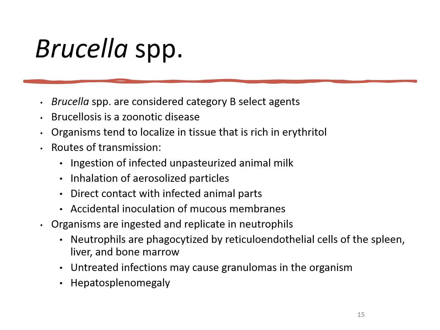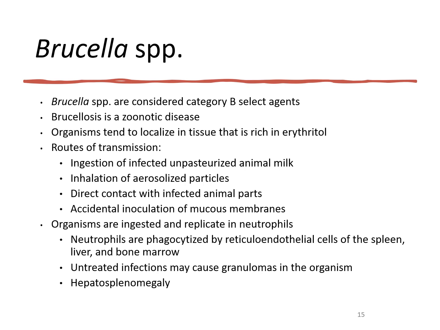And so these organisms are transmitted either through ingestion of infected unpasteurized animal milk, so like goat milk, through inhalation of the particles that have been aerosolized, through direct contact with infected animal parts, and through accidental inoculation of the mucous membranes, so introducing it to the mucous membranes.